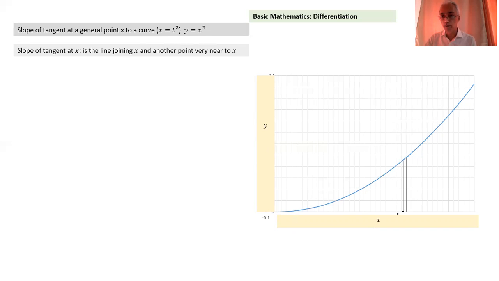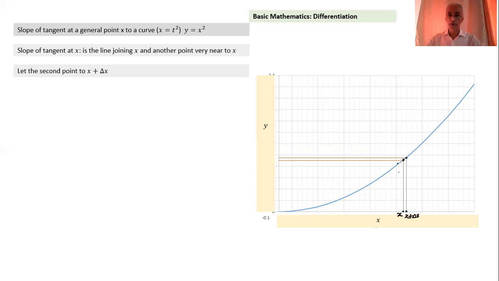So I have taken 2 points. One point is x, and another point very near to x. If these 2 points are 0 distance apart, the slope of the secant connecting these 2 points will become the slope of the tangent. That's the concept here. So the first point is x, and the second point is a little more than that: x plus delta x. Corresponding to this there's a y coordinate also. This is y of x, and this is y of x plus delta x.